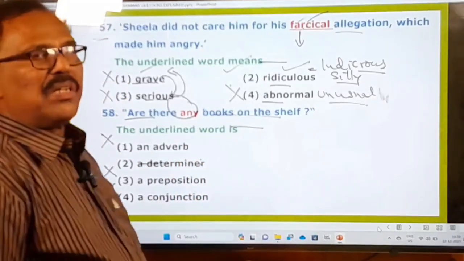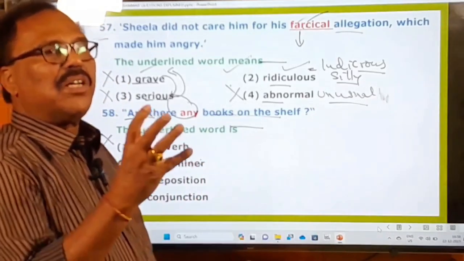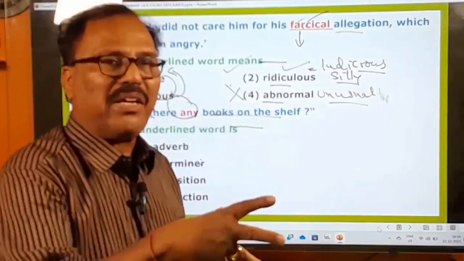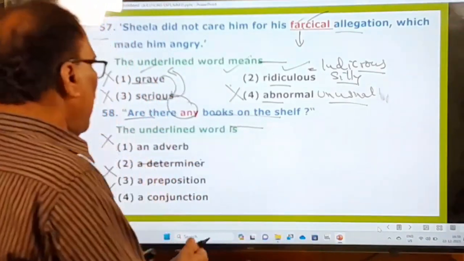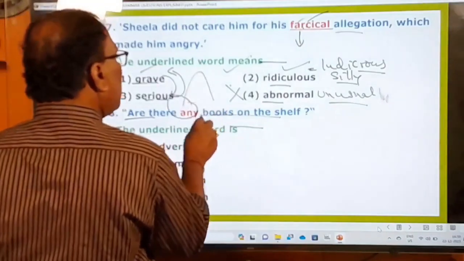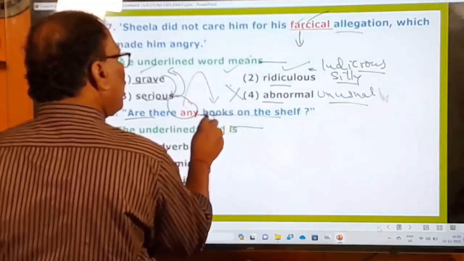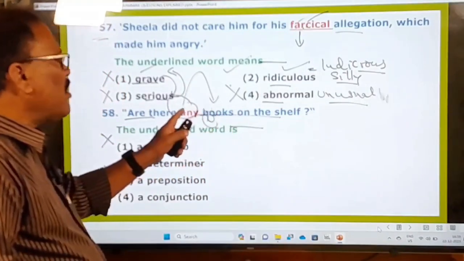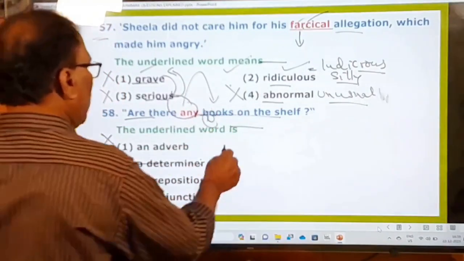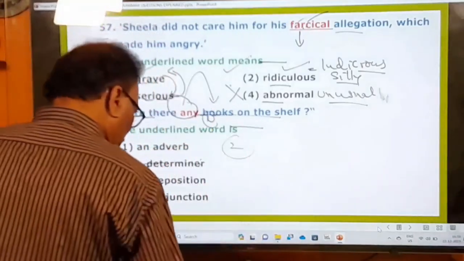Determiner means what? A determiner is a word which is used to describe or qualify a noun. That is called a determiner. Here in "any book," this "any" is describing this noun. Any word that is used to describe a noun is called a determiner. So the second one is your answer. And now move on to the next questions.